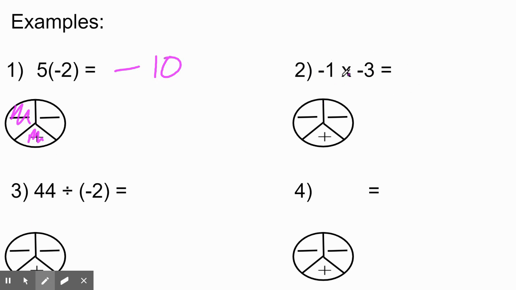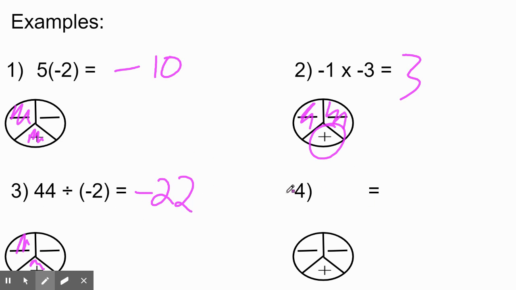All right, number 2. I see I have a negative times a negative. So my final answer has to be a positive. So that should just give me 3. Number 3, I see I have a positive divided by a negative. So my final answer will be negative. And then I just divide 44 divided by 2. So my final answer should be negative 22.